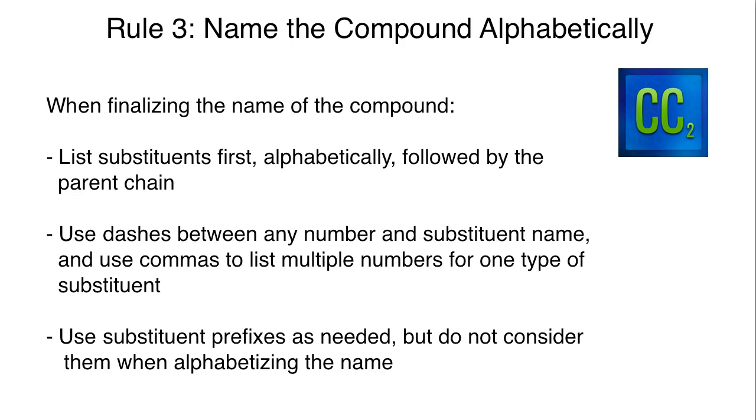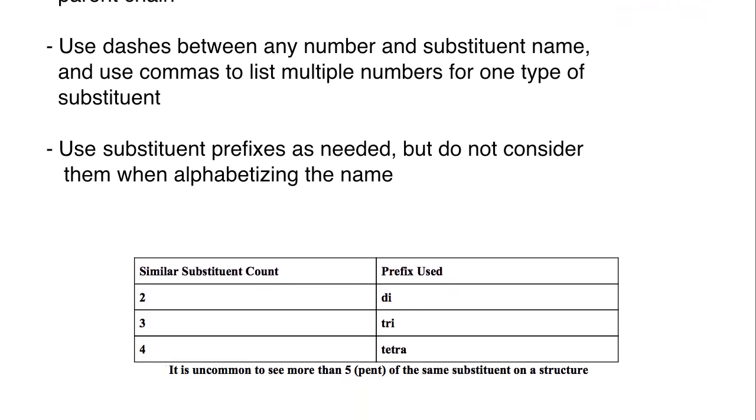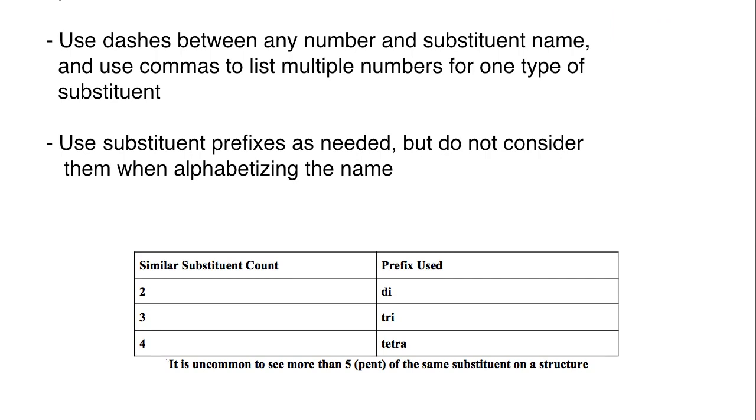And then, as we just mentioned with the trimethyl, and we'll look here in a minute on this table, you're going to use substituent prefixes as they are needed, but we do not consider the prefixes when alphabetizing. All right, so what are these prefixes? These are the ones you need to concern yourself with. If you have a similar substituent count, meaning the same substituent over and over again, if you have 2 of them, it's di. So again, we'll stick with methyl for this purpose. So you could have dimethyl. 3 of them would be trimethyl, and 4 of them would be tetramethyl.